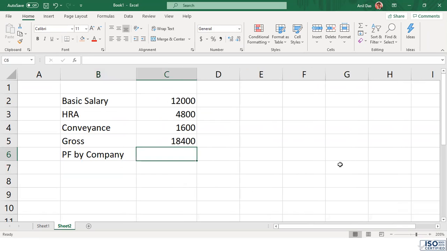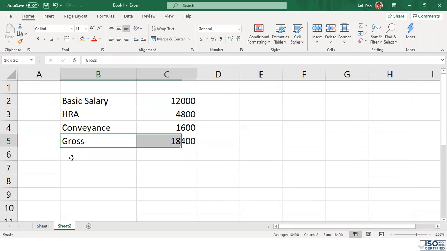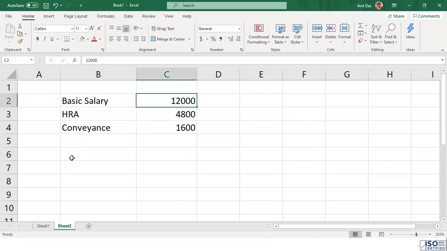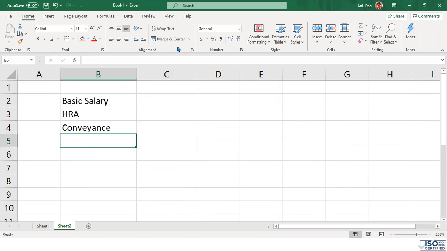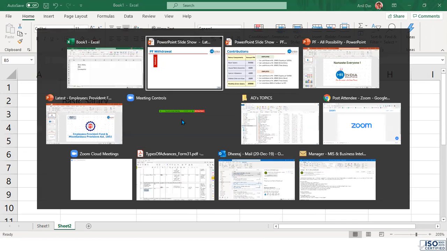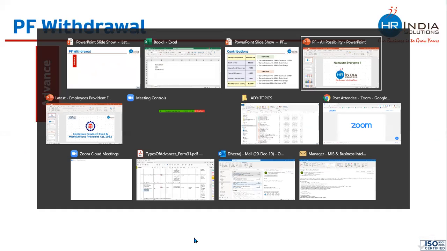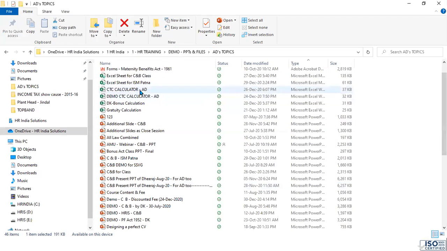Sir, can you make this breakup for a salary of 50,000, please? Okay, you want to keep any other allowance on this? Any allowances like other allowance or bonus, something like that. Maybe overtime or variable pay. Overtime and variable pay is not eligible for the PF contribution. Okay, fine. Let me show you another sheet of mine which already has calculations.